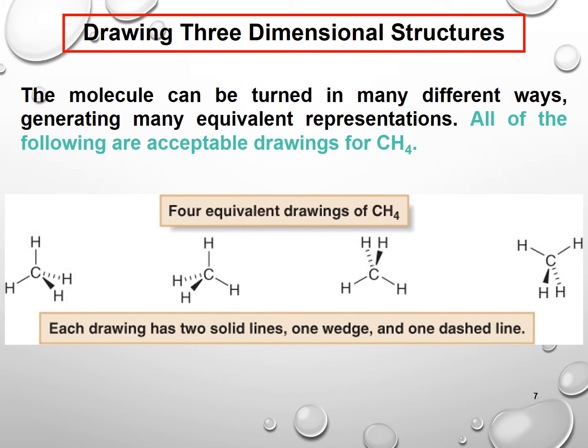So the molecules can be turned in many different ways, generating many equivalent representations. So all of the following are acceptable drawings for CH4. So semua ni pun acceptable lah. Tak kisah yang macam mana, awak nak macam gini ke, nak macam gini ke, macam ni ke, dia adalah sama. Yang penting sebab dia ada 4 group, so dia punya bentuk adalah tetrahedral. Tetrahedral. Okay.